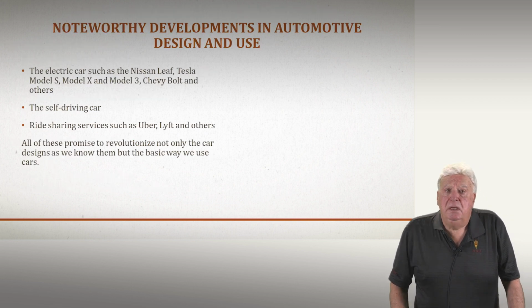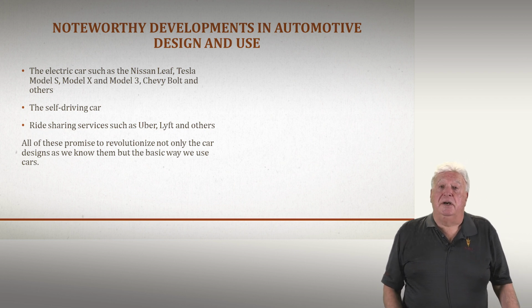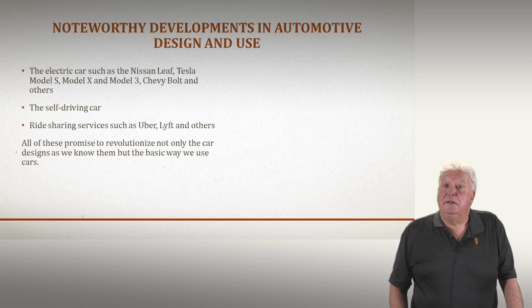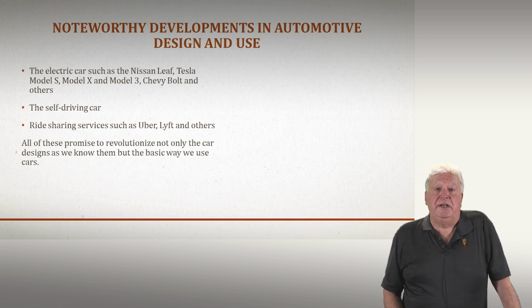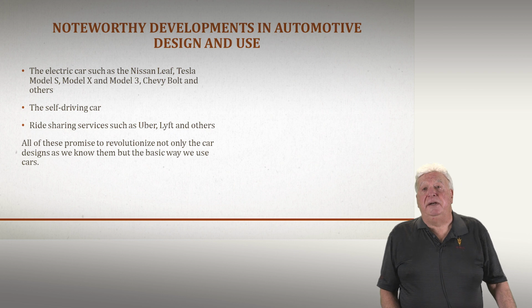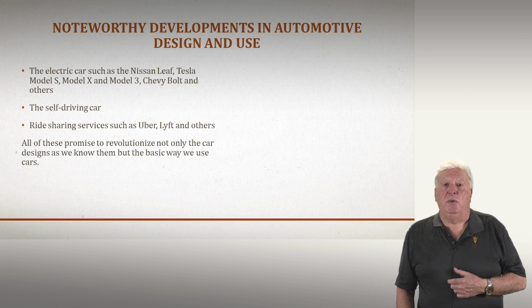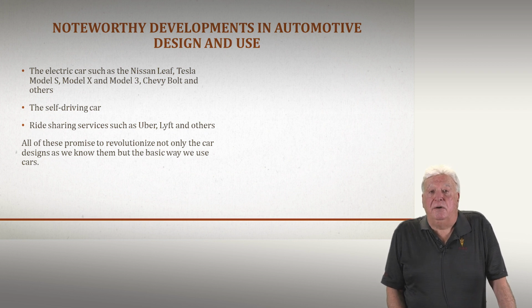Okay. There have been many recent developments in the automobile industry. Among these are the electric car, such as the Nissan Leaf, Tesla Model S, Model X, and Model 3, Chevy Bolt, and others. The self-driving car, ride-sharing services such as Uber, Lyft, etc. All these promise to revolutionize not only the car designs as we know them, but the basic way we use cars. I will leave you to read the balance of the chapter, but I would like to comment on a few points made by Cohen.